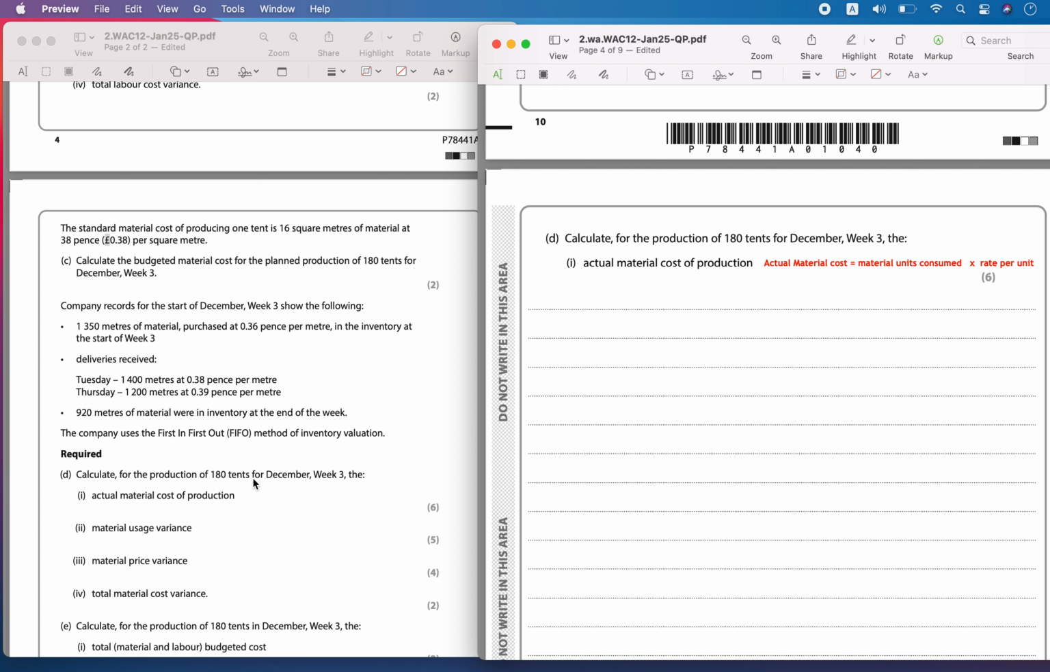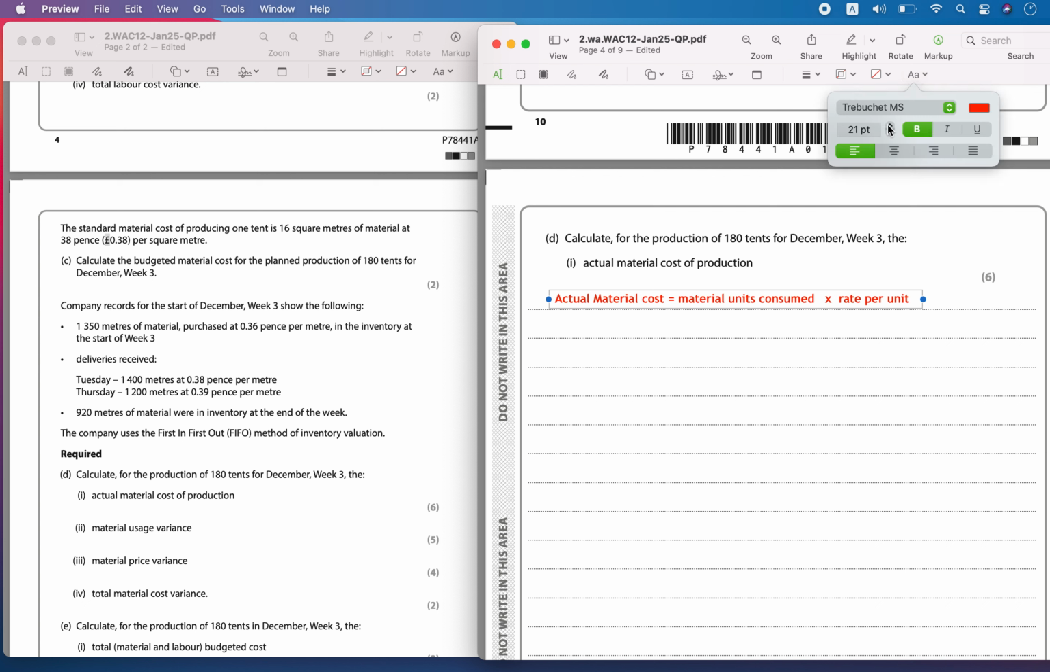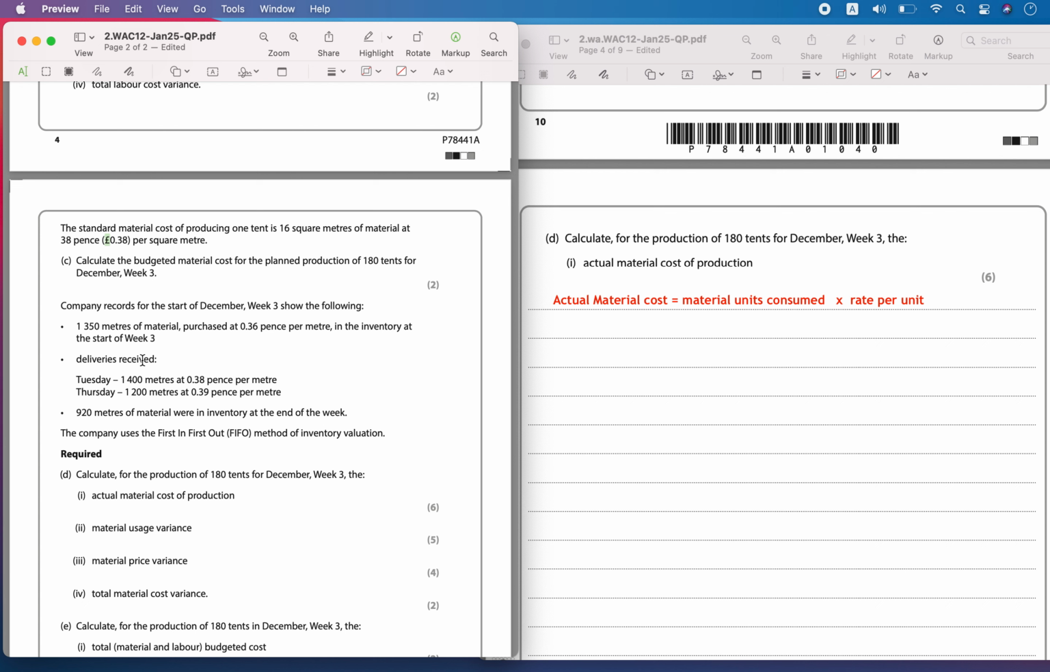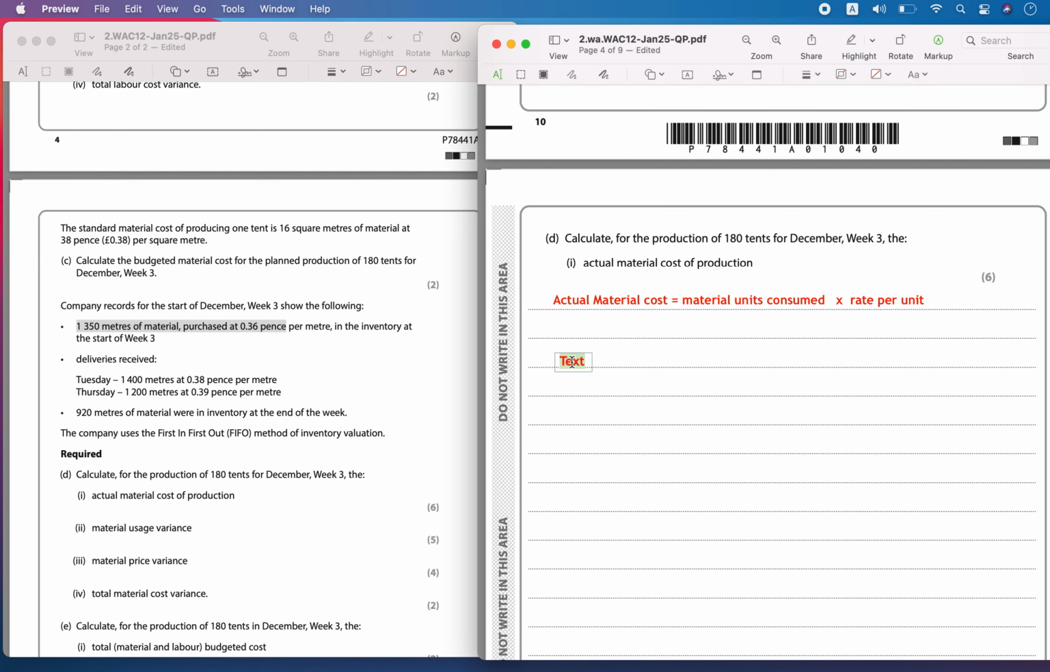Now part D says calculate, for the production of 180 tents for December week 3, the actual material cost of production that would have happened. The actual material cost will be equal to the actual material consumed, and what is the rate per unit. That's how you usually calculate. They have given at what price it was purchased. We can see that 1350 was purchased at 0.36 pence. The first one will be used up first, so 1350 of material was purchased at 0.36 pence.